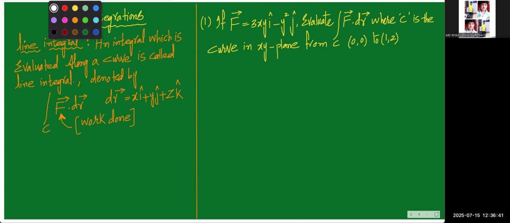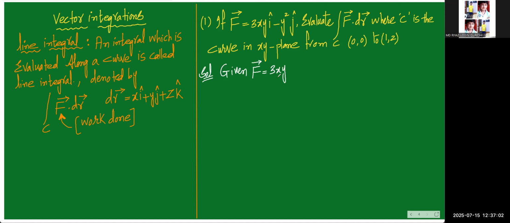Now, step number 1. We have to find the solution. What is given in our question itself is the value of f: 3xy i cap minus y square j cap. This is the f value. And we already know the dr value: dx i plus dy j plus dz k. Now calculate f dot dr.